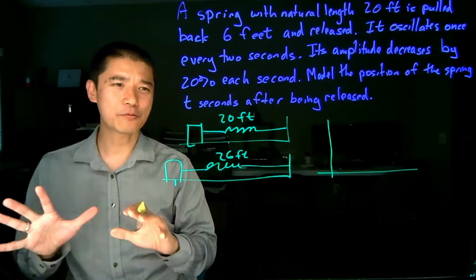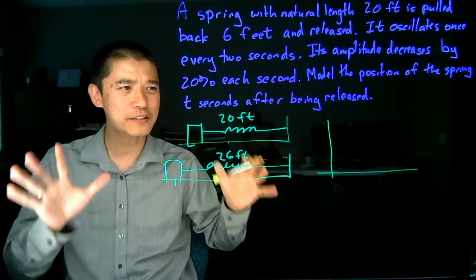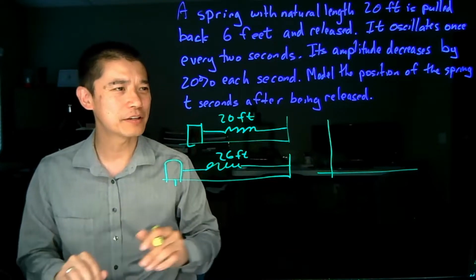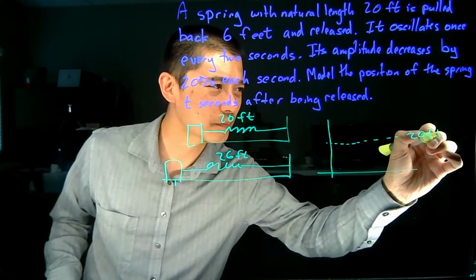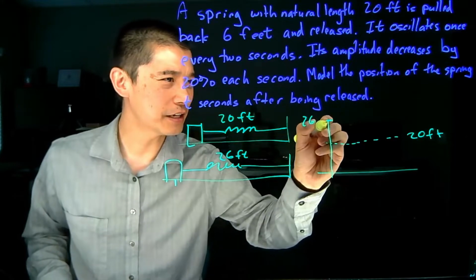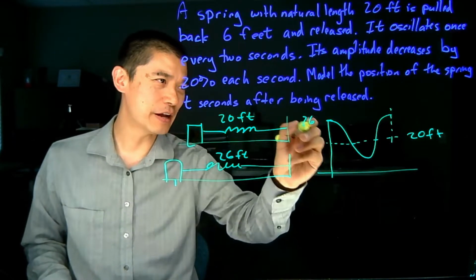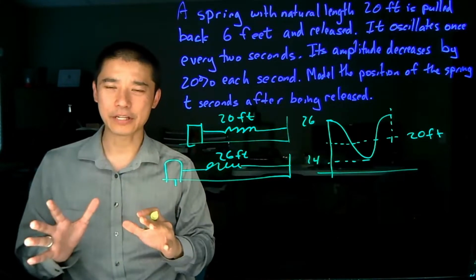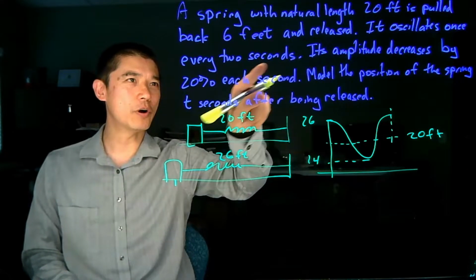Now, just as we did before, we're going to pretend that everything has fixed values first, and then consider what's happening with the variable aspect of it. So 20 feet is the natural length. We pull it back 6 feet, so we pull it back to 26 feet. And if we let it go, it'll oscillate back and forth. And the low value is going to be, in this case, 14. But the thing we want to think about is the period, because that's what this picture is helping us get. So it oscillates once every 2 seconds.